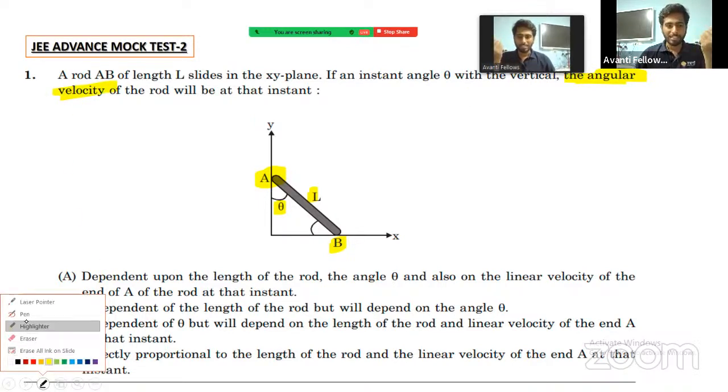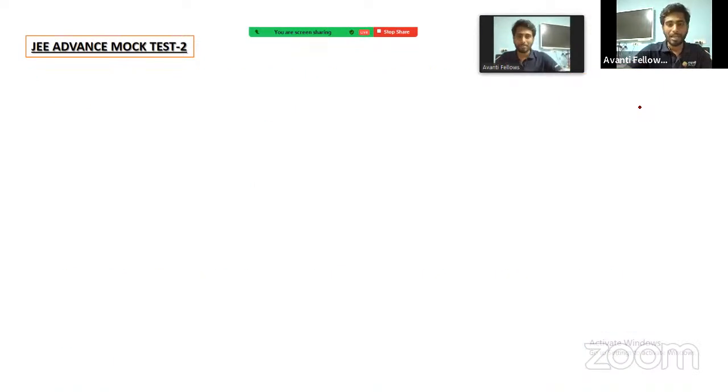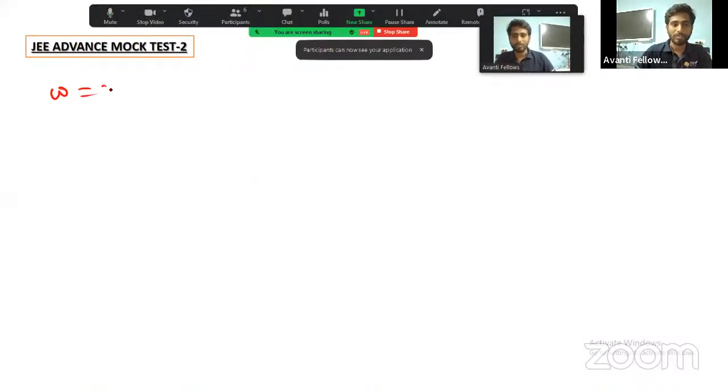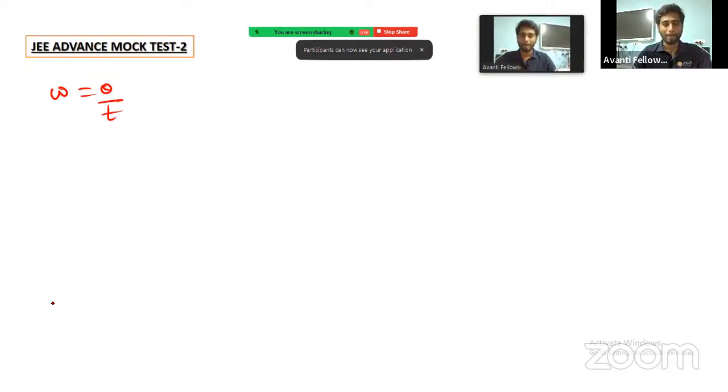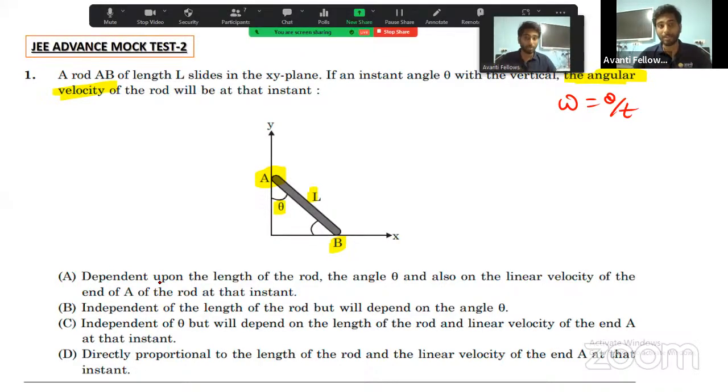First thing, we need to know what angular velocity is. How are you going to define angular velocity? Rate of change of displacement, right? Mainly we know that angular velocity omega is equal to theta by t. Theta is given, time is also given. But if you look at the options, there is no time in the options.